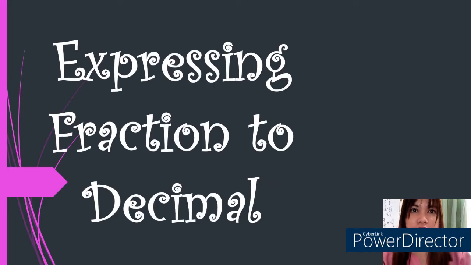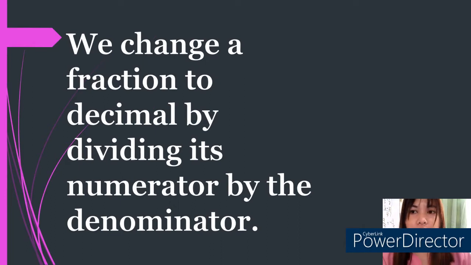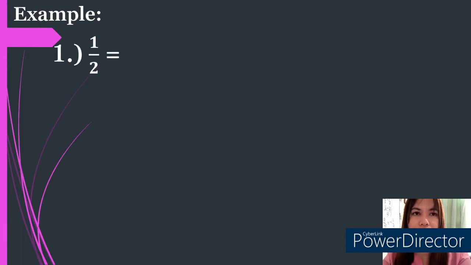We are going to discuss expressing a fraction as a decimal. Okay, so we have the rule. We change a fraction to decimal by dividing its numerator by the denominator. For example number 1, we have 1/2. We are going to change it into decimal.